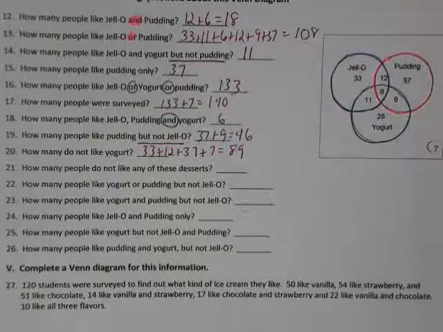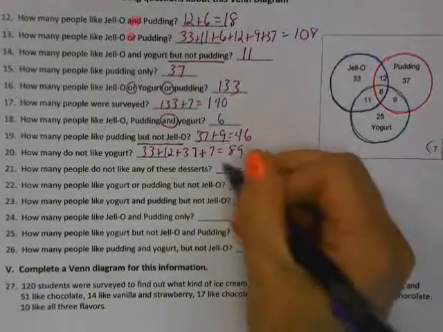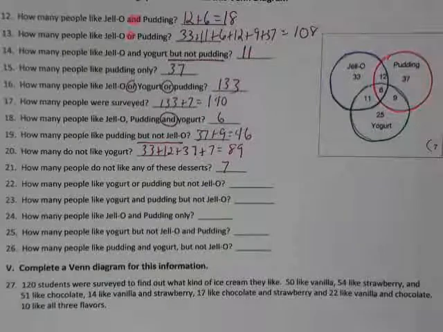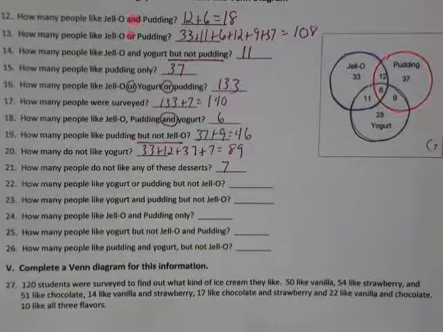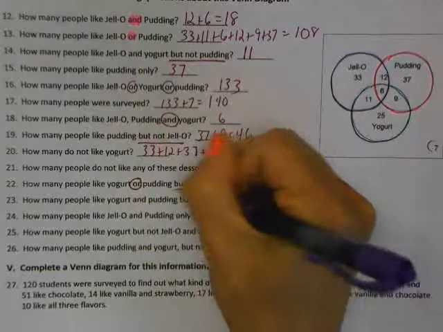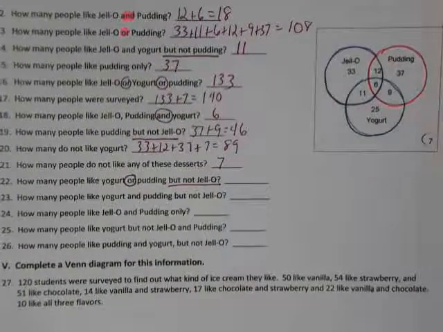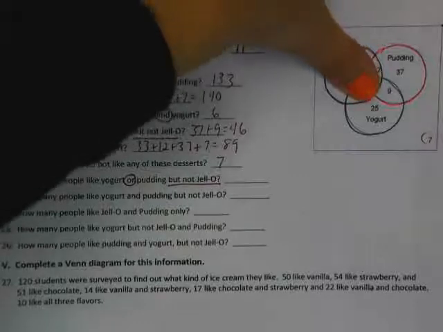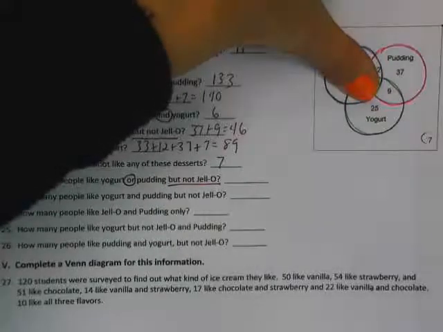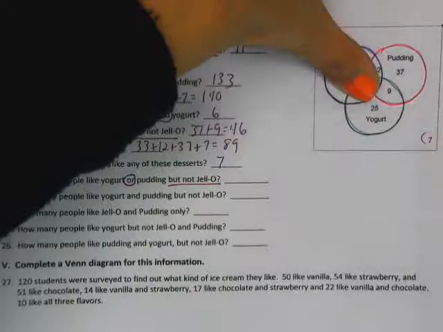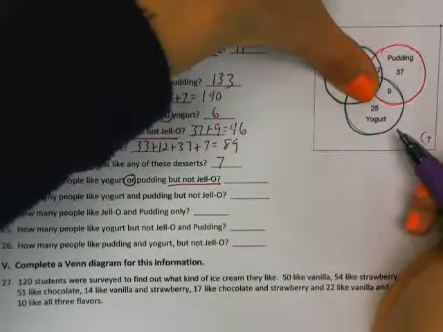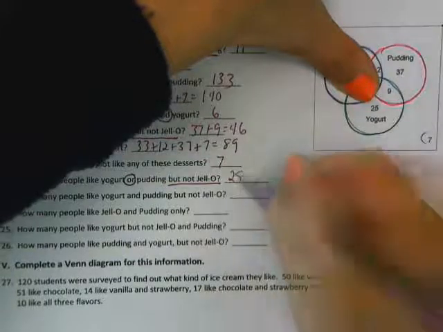How many people like yogurt or pudding, but not Jell-O? Okay, so I'm going to cover up Jell-O, and it's an or. Can you please think about what you would write? The correct answer is 25, 9, and 37. Because it was an or. So you could be in one circle, the other circle, or both.